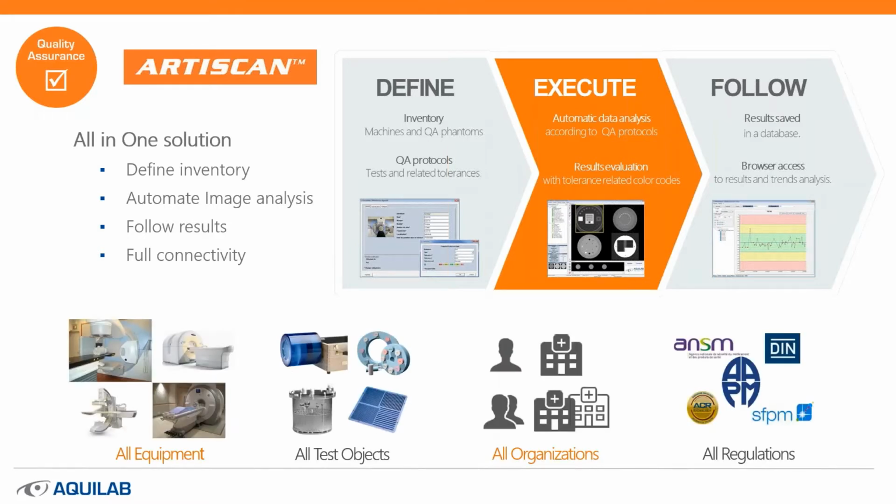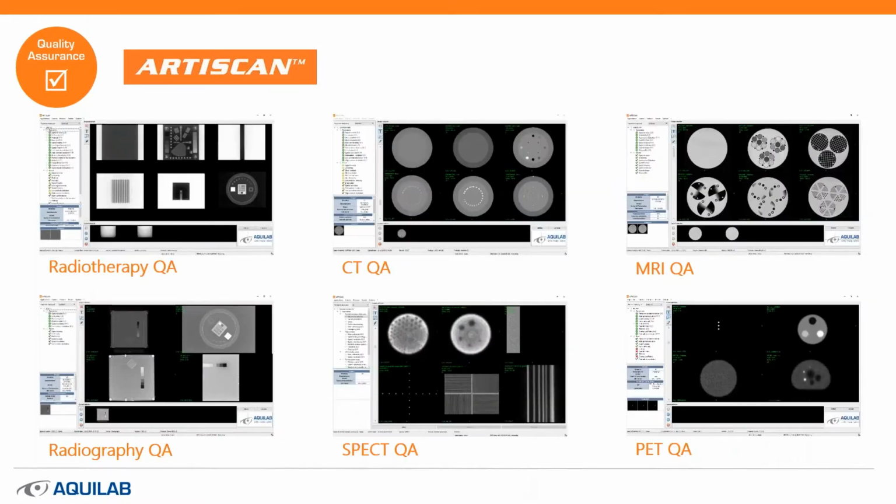The solution is designed to be adapted to all equipment and all test objects used in different organizations, and analyses are based on major international guidelines. So today, this solution permits automatic machine QA in radiation oncology, but also in radiology and nuclear medicine. It permits to have a centralized solution to manage QA of the entire hospital.